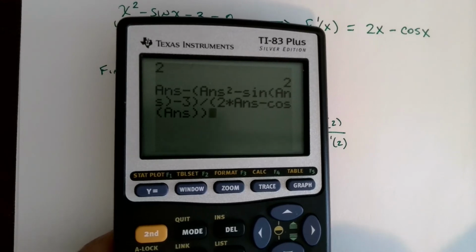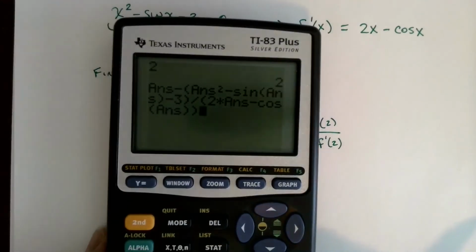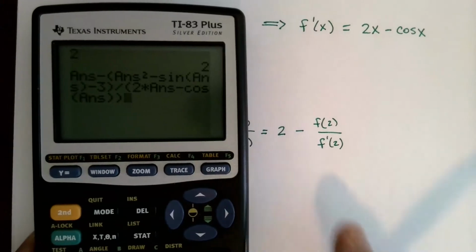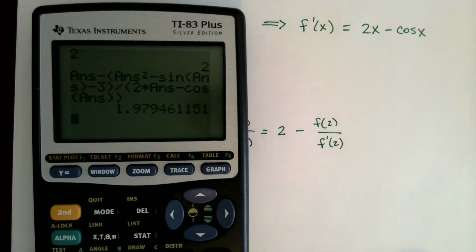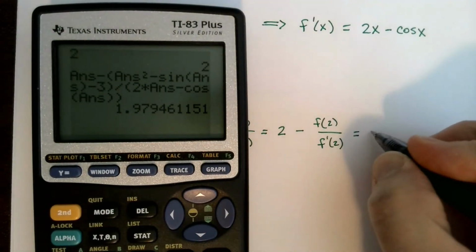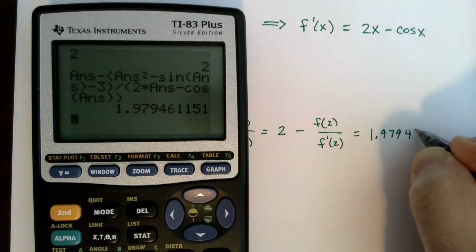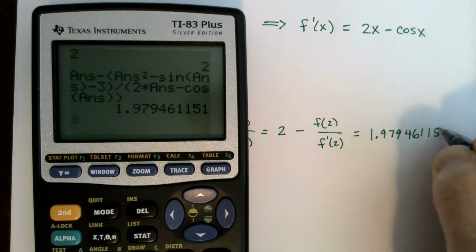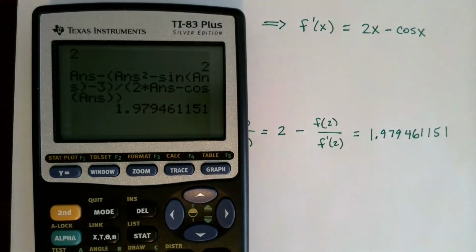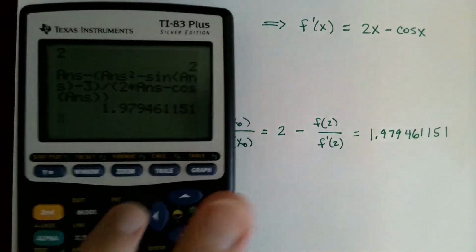Okay, so hopefully everything looks good. So now when I press enter, I'm going to evaluate this expression and get my value for x of 1. And let's write this out. 1.979, etc., all the way down to there. So there's our first iteration, if you will, x of 1. Okay, and then we'll continue the process.